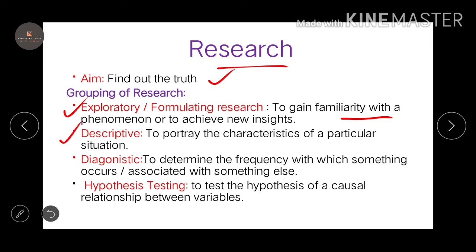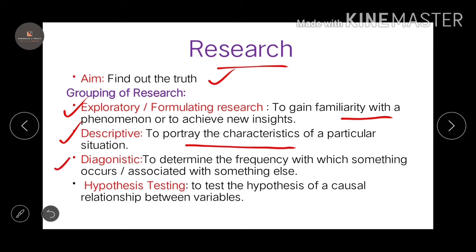Coming to the descriptive. In descriptive you're not going to do anything. Whatever is there, you portray it. So portray the characteristics of a particular situation. Descriptive is nothing but you describe whatever is there. You do not manipulate any data or anything. You describe what is there and you have no right to manipulate anything.